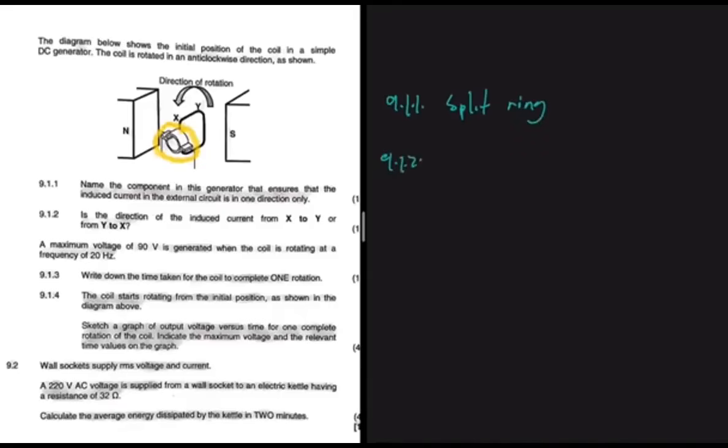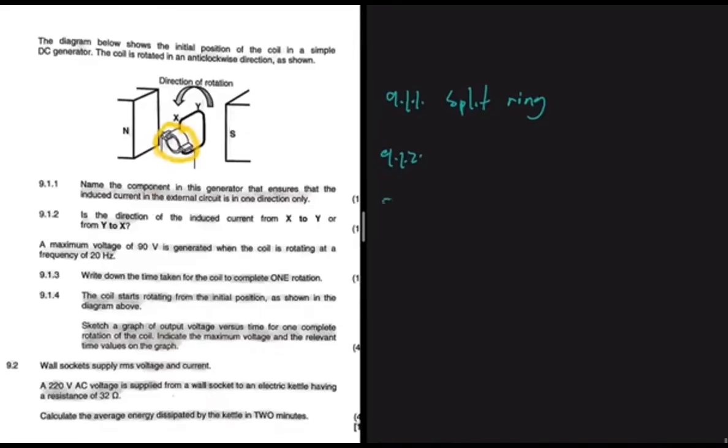9.1.2 is asking: is the direction of the induced current from X to Y or from Y to X? I will let one of you let me know in the comment, and then I will pin that comment. So please leave a comment there and let me know whether the induced current is flowing from X to Y or from Y to X, and why you are saying so.